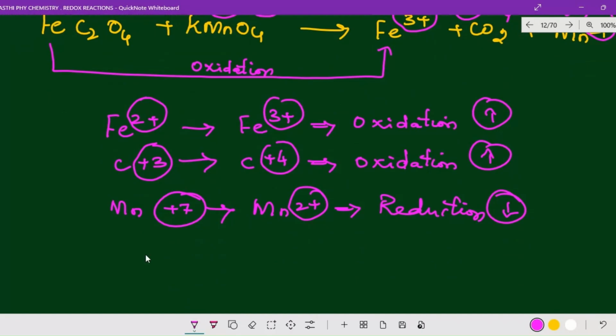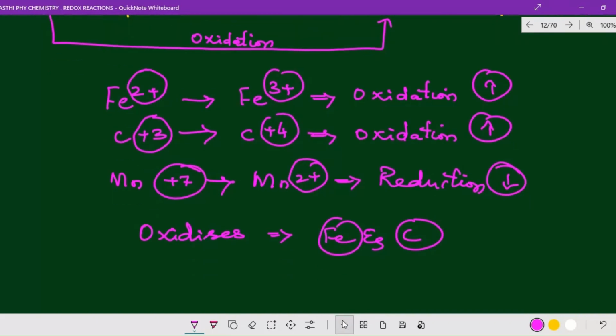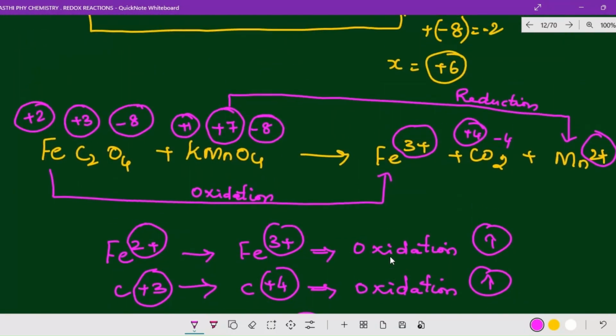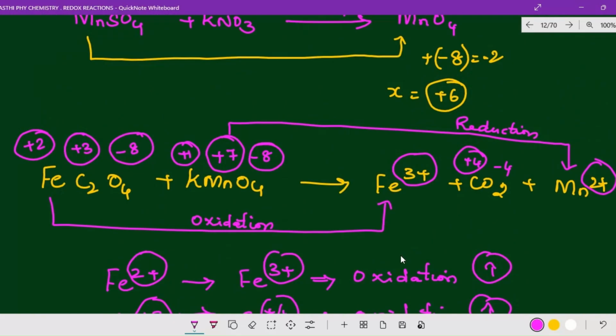Now you yourself will identify which is oxidized and which is reduced. The oxidized species are what? Iron and carbon, right? So iron and carbon are oxidized. The reduced species here is manganese. Right. So this is the reduced species. Now I hope you got the clarity on which is oxidation, which is oxidized, and which is reduced.